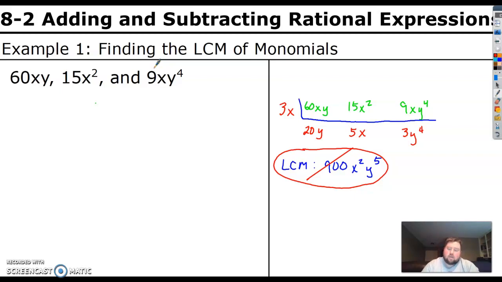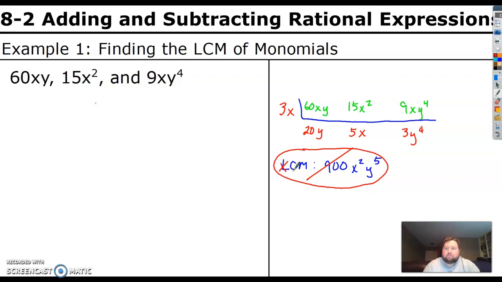And that's wrong. It's not completely wrong. It is a common denominator, but it is not the least common denominator. So if you took the L off and just called it a CM, then you would be correct. But it's not the LCM. And we try to strive for the LCM because that's going to make our problems easier. Smaller numbers are easier to work with than bigger numbers.